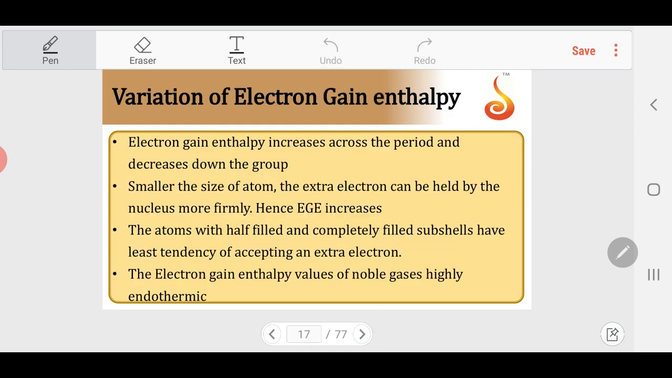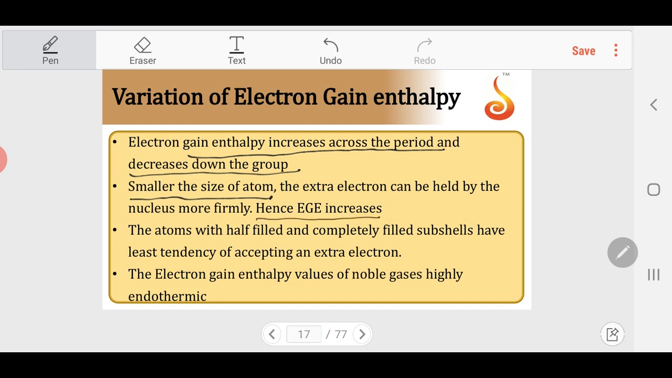How does electron gain enthalpy change in a period and down the group? Again, it depends upon the size. So electron gain enthalpy increases across the period and decreases down the group. The smaller the size of the atom, the more firmly the extra electron can be held by the nucleus, because the distance between the nucleus and the electron will be less. So the amount of energy released will be higher.